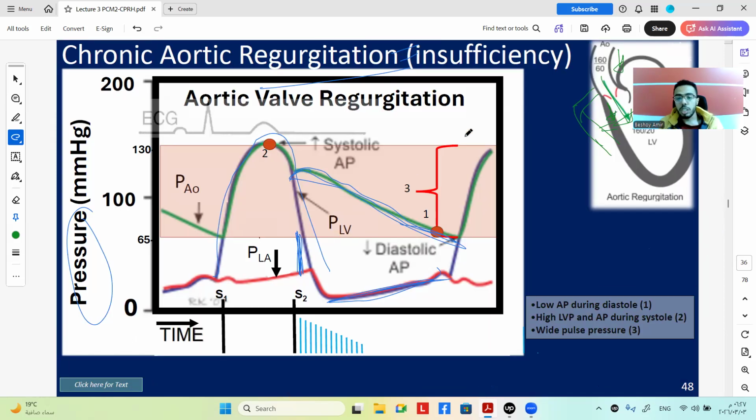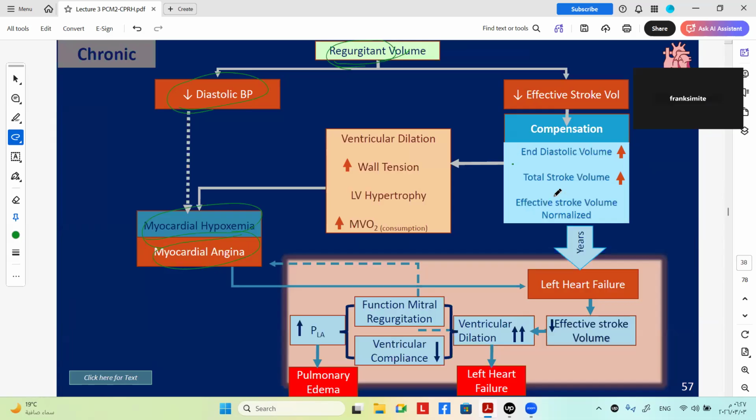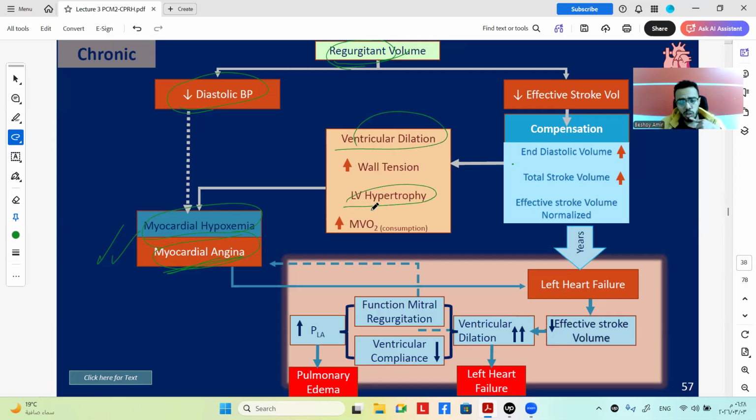But in this patient with aortic regurgitation, diastolic blood pressure is very low. So this patient, with greatly decreased diastolic pressure, would be suffering from angina. You would find angina in aortic stenosis too, but it's pretty common here. The patient would have anginal pain, which is common and important. And for sure, ventricular dilatation and eccentric hypertrophy, the same modifications we have talked about.